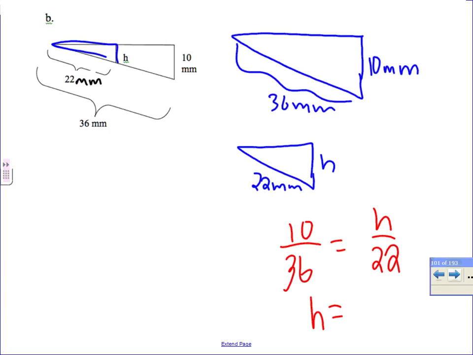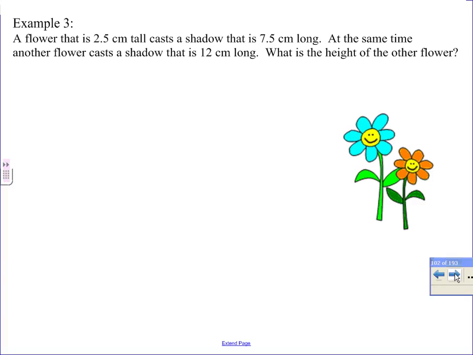Justin, what'd you get? Good, 6.1 repeating. You may also leave it as a fraction or improper fraction, or mixed number, I should say. Questions on that one? Okay, let's do another shadow problem like we did yesterday. Example 3. It says, a flower that is 2.5 centimeters tall casts a shadow that is 7.5 centimeters long. At the same time, another flower casts a shadow that is 12 centimeters long. What is the height of the other flower? I want you to draw 2 triangles, kind of like I have with the flowers up here. Label your triangles, and then set up a proportion. Don't solve yet.